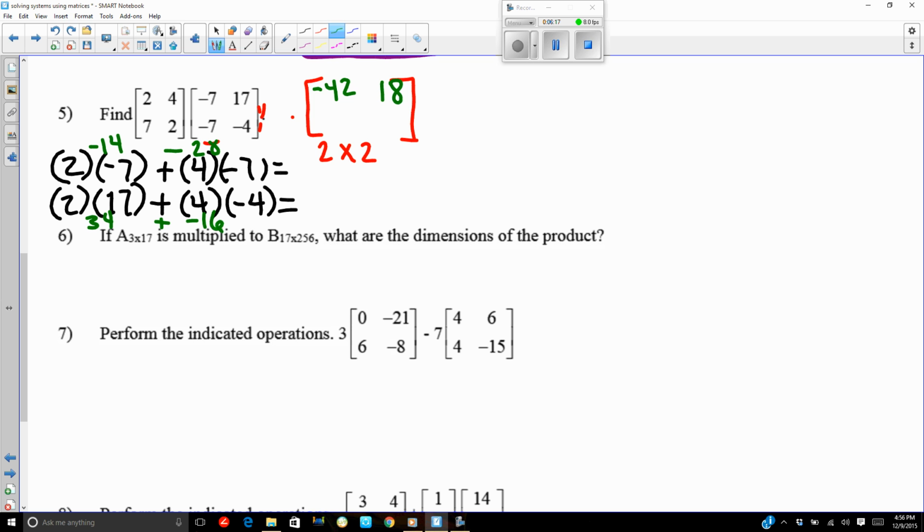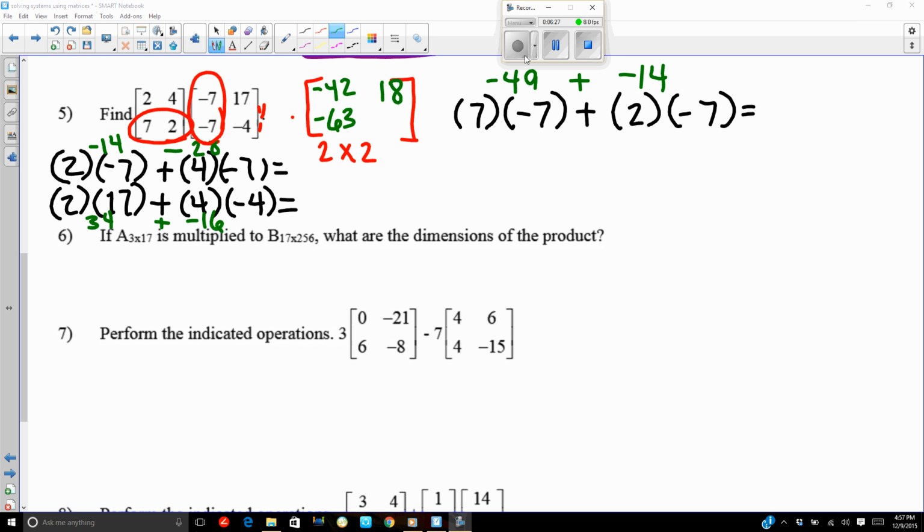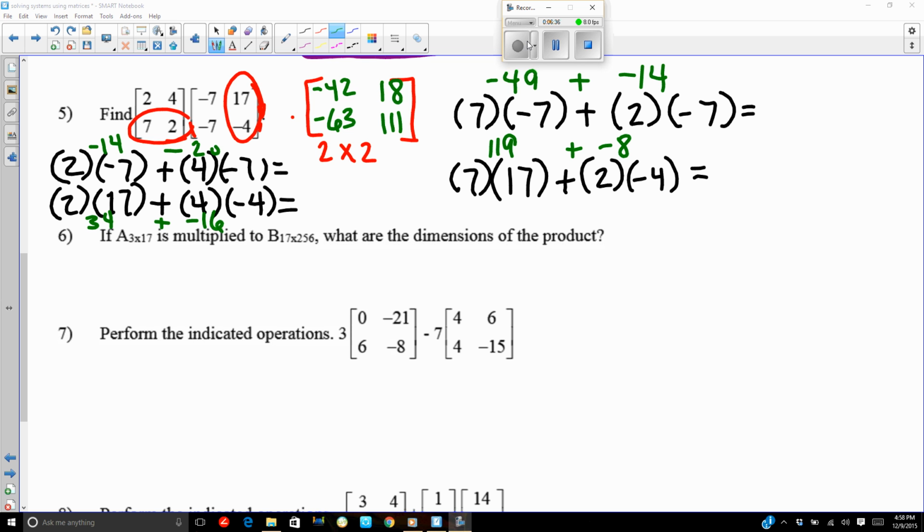So now we have to go and repeat the process with the second row. I'm going to multiply the second row times the first column, see what I get there, and so on and so forth. Negative 63 goes in the next spot. There's the work. And there's what we get for the last one. 119 plus a negative 8 gives us 111. So this is our answer. You don't have to have the dimensions as part of your answer. Just the matrix is our answer. Make sure the work is pretty clear on the test so it's easy to check.